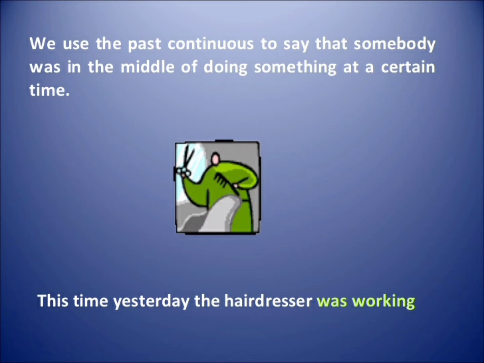We use the past continuous to say that somebody was in the middle of doing something at a certain time. It means that we can use this past continuous tense whenever we find that somebody was in the middle of doing something. He didn't complete it yet. He was in the middle of doing that action. For example, this time yesterday the hairdresser was working.